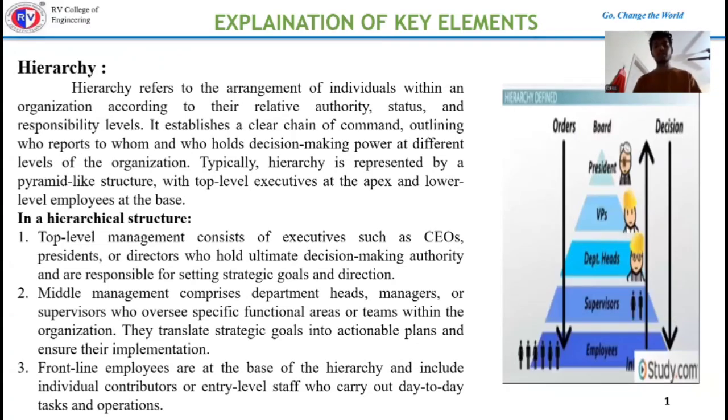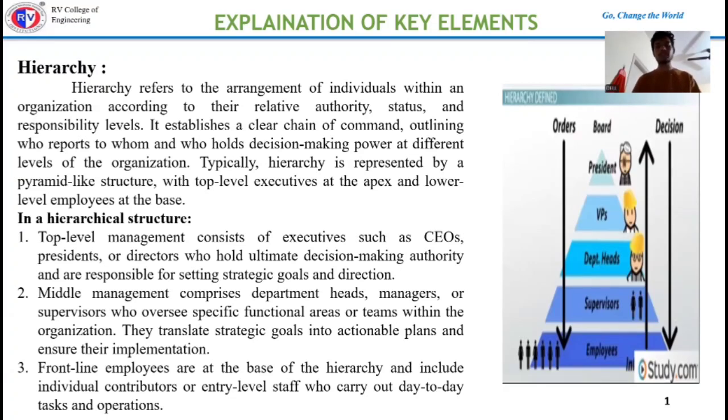So, in a hierarchical structure, top level management consists of executives such as CEOs, presidents, directors, who hold ultimate decision making authority and are responsible for strategic goals and direction. These guys, CEOs, presidents, and directors, are responsible for setting up the long term goals and vision of the company and taking the company forward in a well established, efficient manner.